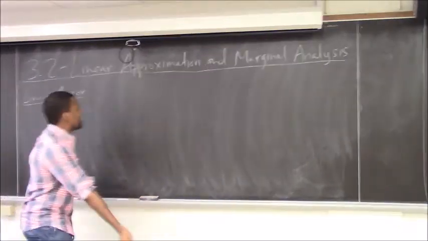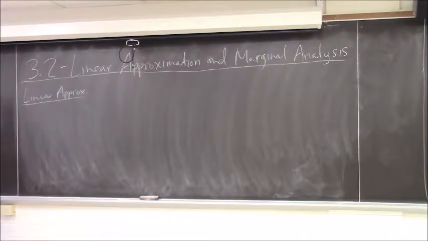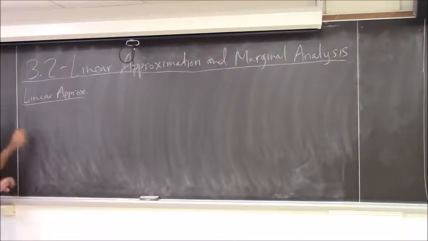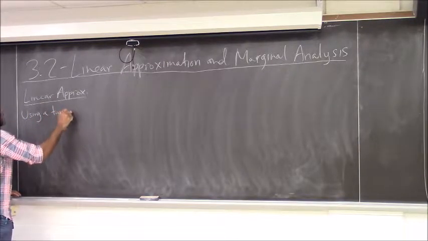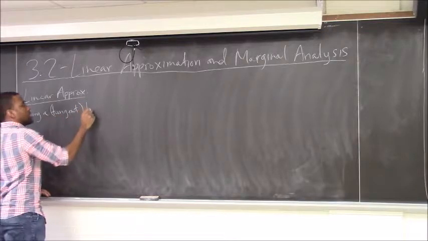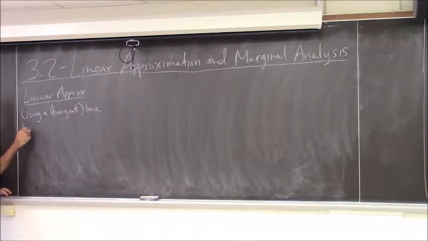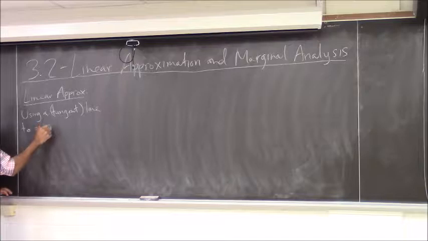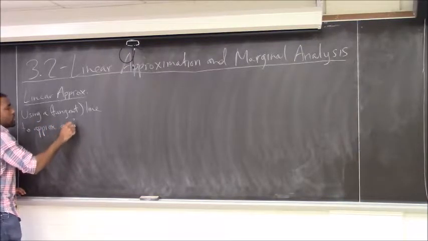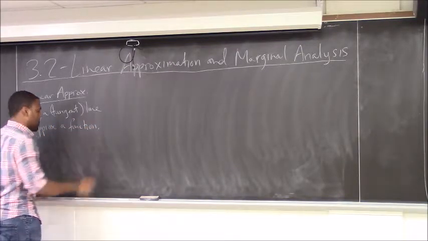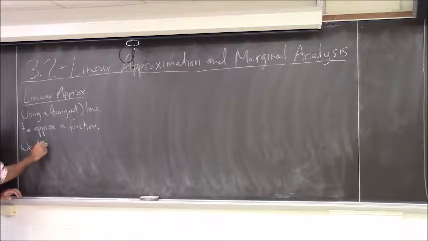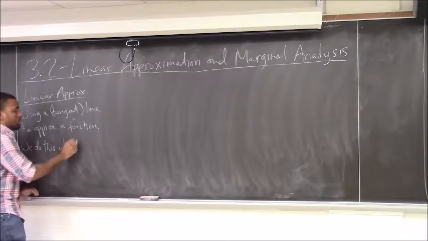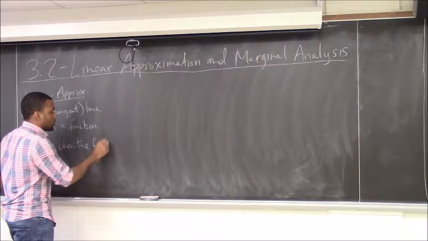Not going to go too much into the theory here, but just so you can sort of understand what the point of this is. This is using a tangent line to approximate a function. We do this when the function is too complicated to work with directly.